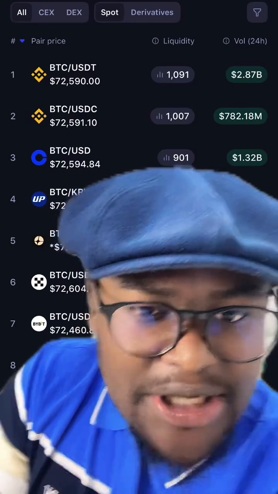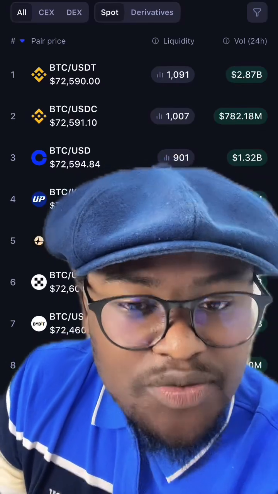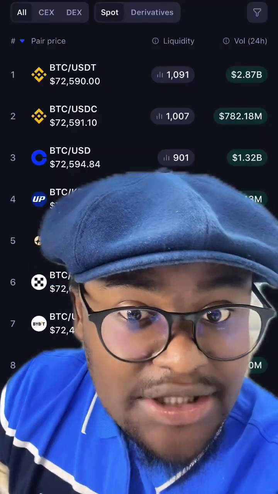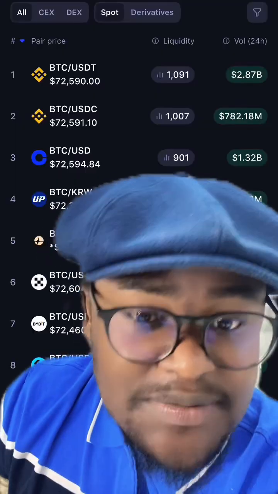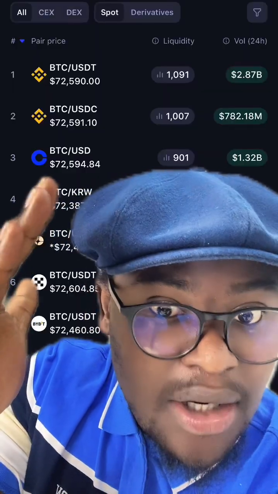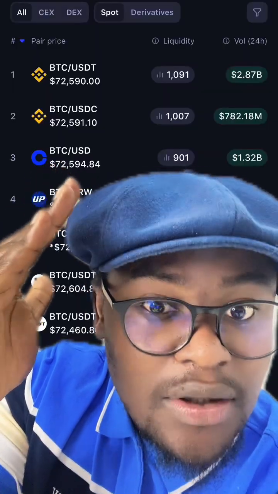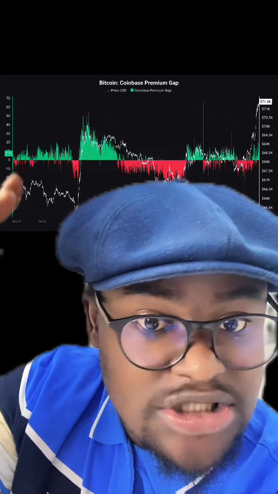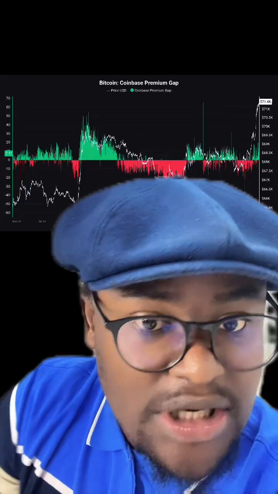Remember that we retail, we don't really move price. We just surf the waves. We need institutions and whales to actually move price, especially when it comes to things like BTC. And so that is why we monitor how much Bitcoin is worth on Coinbase, which is what we were talking about right here yesterday, and that's called the Coinbase Bitcoin premium gap. It essentially measures how much BTC is worth on Coinbase relative to other exchanges.